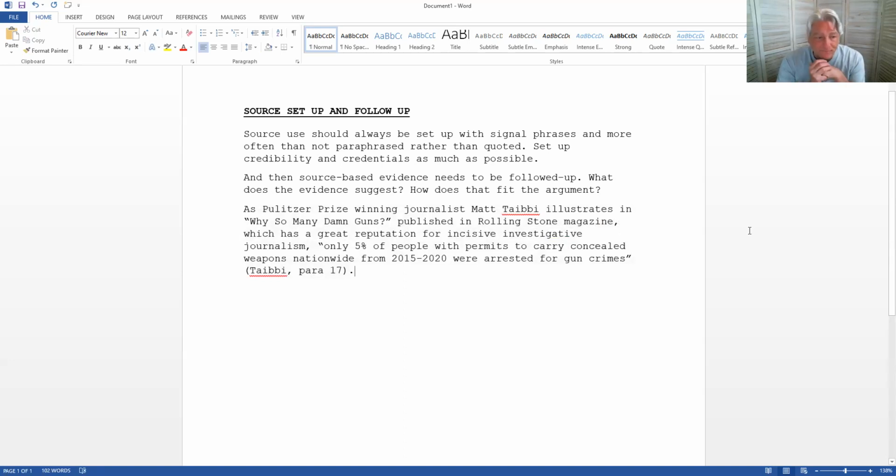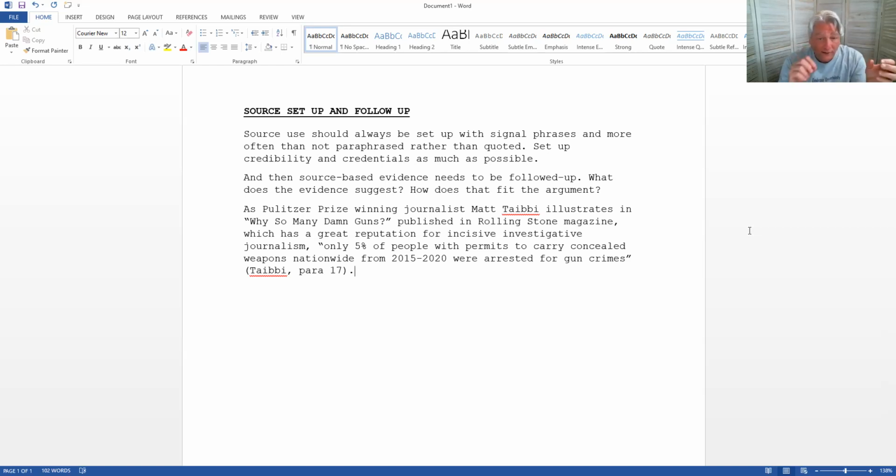So, signal phrasing. As Pulitzer Prize winning journalist Matt Taibbi illustrates in "Why So Many Damn Guns," published in Rolling Stone magazine, which has a great reputation for incisive investigative journalism, quote, "only 5% of people with permits to carry concealed weapons nationwide from 2015 to 2020 were arrested for gun crimes." And then I have the cite.